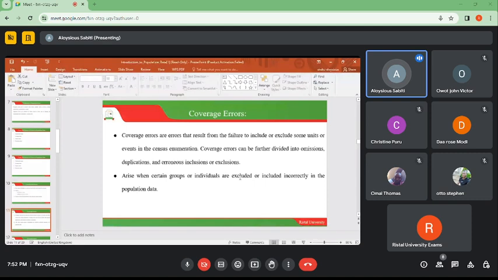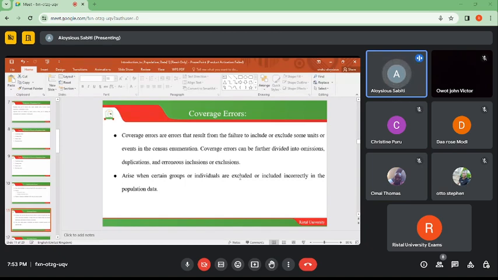Secondly is what we call coverage errors. Coverage errors are errors that result from the failure to include or exclude some units or events in the census enumeration. Coverage errors can be further divided into omissions, duplications, and erroneous inclusions or exclusions. They arise when certain groups or individuals are excluded or included incorrectly in the population data. This may occur during your enumeration, and you may include individuals who are not supposed to be included.